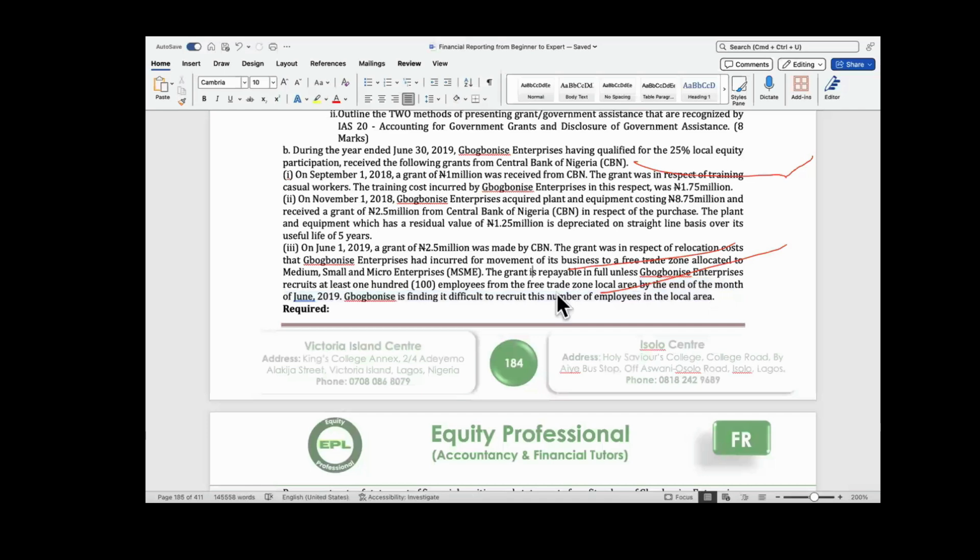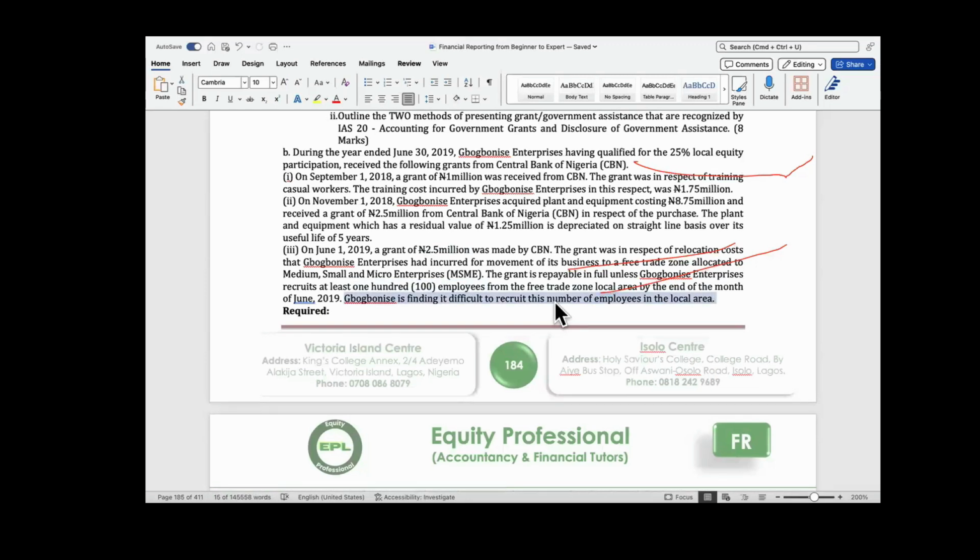That means that this grant does not go to P&L. Do not recognize it in P&L, because it looks as if the grant is repayable in full. That means he might repay. So we have to put this one as a liability. Don't even take it to P&L at all. You put it as a liability. That's why we're going to treat this 2.5 million this way, because it's finding it difficult to recruit to meet the condition. So there's no reasonable assurance that he will meet the condition.